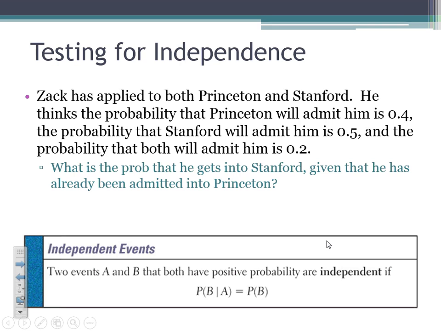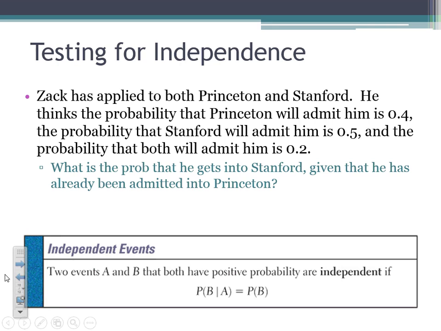So these events are what we refer to as independent, okay? And that's just a way that mathematically we verify that things truly are independent: when their probabilities remain the same regardless of what's given to us. And that's what we see here, right? We were given that he was admitted to Princeton, but that didn't change his probability of getting into Stanford, okay?